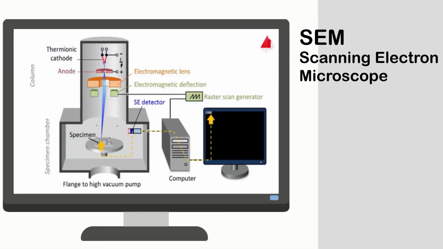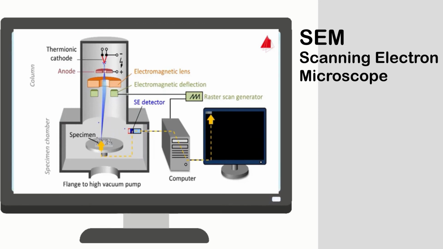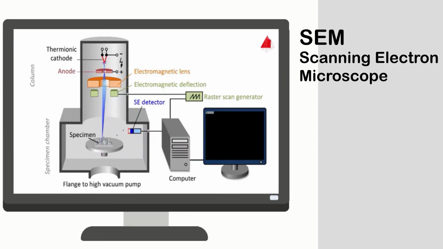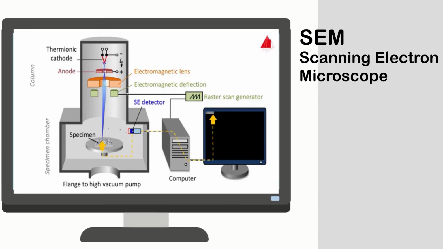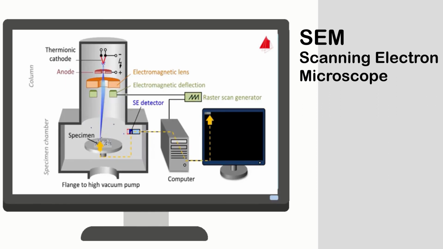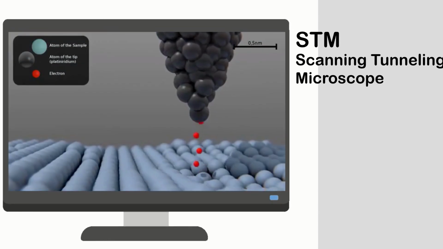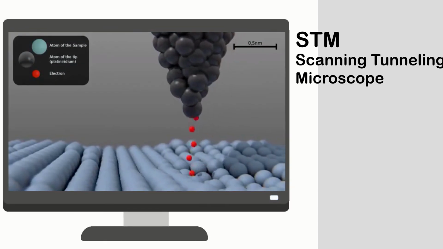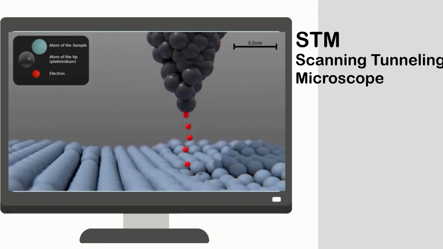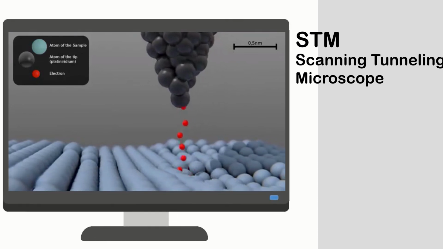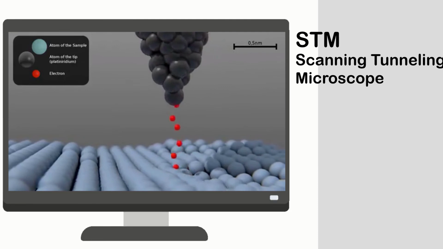SEM, scanning electron microscopes, use a probing source smaller than light, electrons themselves. They can scan the surface with a focused beam of electrons, and they can achieve resolution better than 1 nanometer. STM, scanning tunneling microscopes, can image surfaces at the atomic level and can distinguish features smaller than 0.1 nanometers.